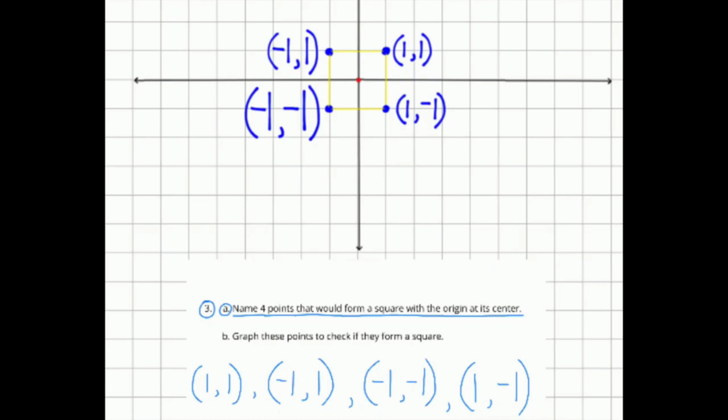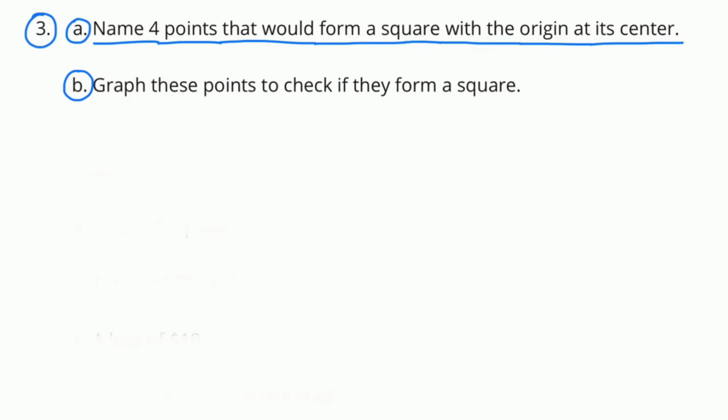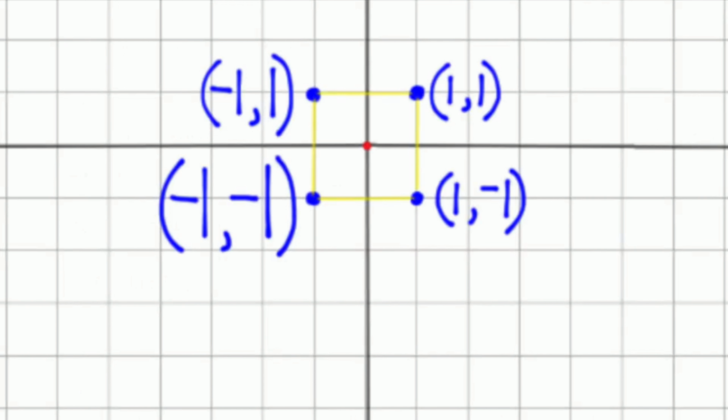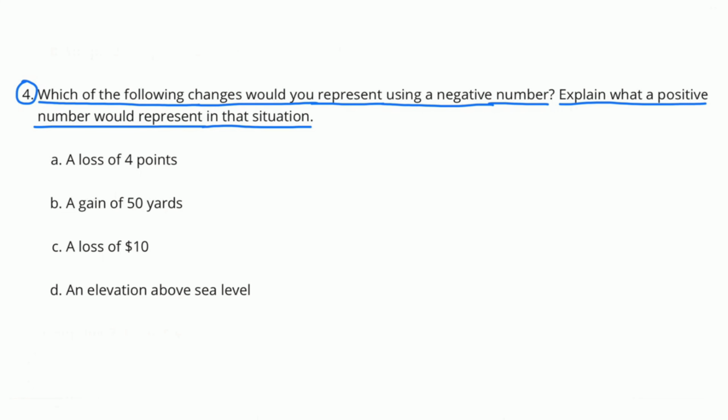Here's a look at it graphed. I placed a tiny red dot at the center where the origin is. I plotted each of the points and I wrote their coordinates next to each one. B. Graph these points to check if they form a square. Well, I already graphed it and I showed you the graph, but let's take one more look at it so that we can see the square. Here's a look at it. It forms a square and you can see the origin inside the center. You can use your imagination as well to see how you could use other points that would also make a square.